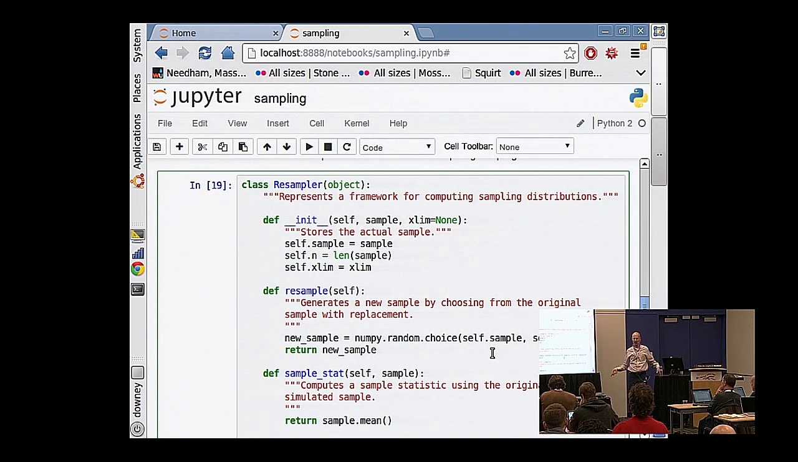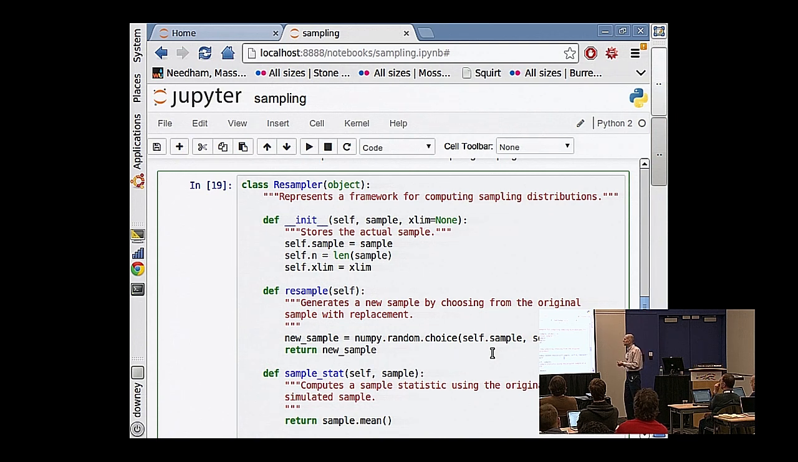I've just wrapped it up in a class. And if you're comfortable with object-oriented programming in Python, this should be no problem. But I know that not everybody is, so hang in there. So I've got this thing that's called a resampler. When you create a new resampler, you're going to give it the actual sample that you measured. So you run an experiment, you collect a bunch of data, you're going to wrap that data up in a resampler object.